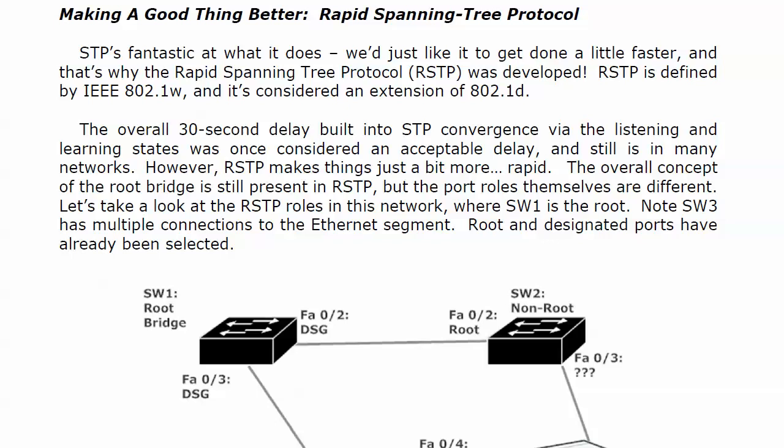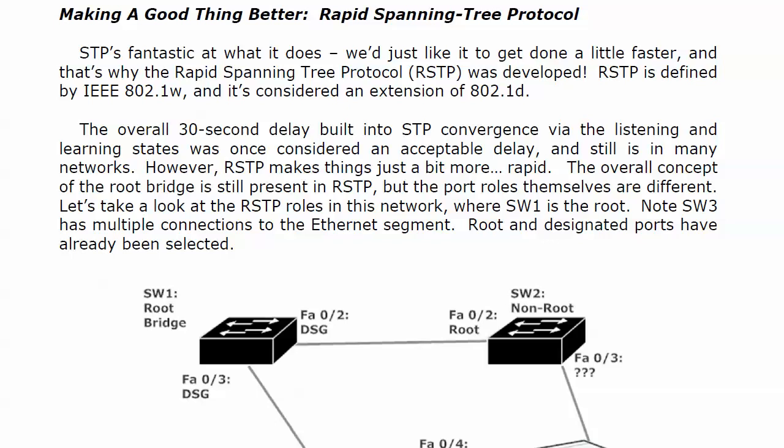And we need it to get done a little bit faster and maybe have our convergence done in a little more orderly fashion. And that's why the Rapid Spanning Tree Protocol was developed. Now, RSTP is defined by IEEE 802.1w, and it's considered an extension of good old-fashioned STP, which is 802.1D. Couldn't hurt you to know those two standard names by heart. So where does the rapid part begin to come in?